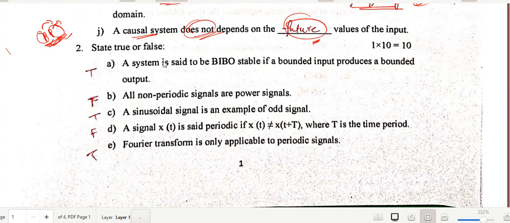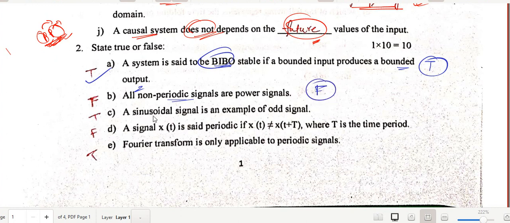Next, they are asking true or false. A system is said to be BIBO stable if a bounded input produces a bounded output. Bounded input and bounded output means that if a bounded input produces a bounded output, then definitely it will be called stable. So the first one is true. The next statement says all non-periodic signals are power signals. We know that periodic signals are power signals, but they say non-periodic signals are power signals. So this is false.